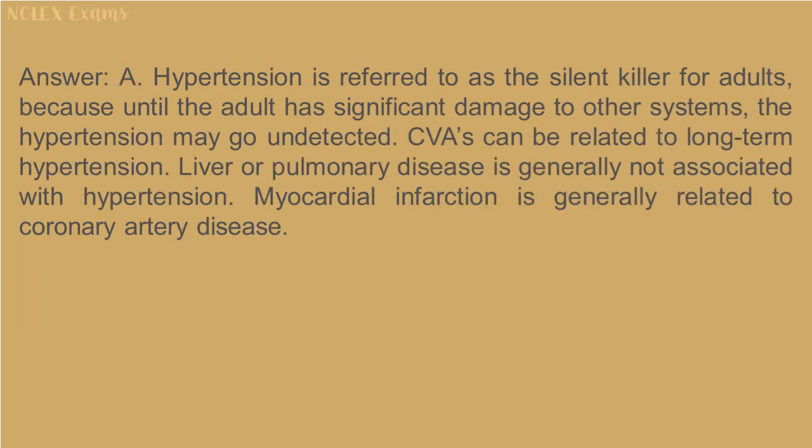Answer: A. Hypertension is referred to as the silent killer for adults, because until the adult has significant damage to other systems, hypertension may go undetected. CVAs can be related to long-term hypertension. Liver or pulmonary disease is generally not associated with hypertension. Myocardial infarction is generally related to coronary artery disease.